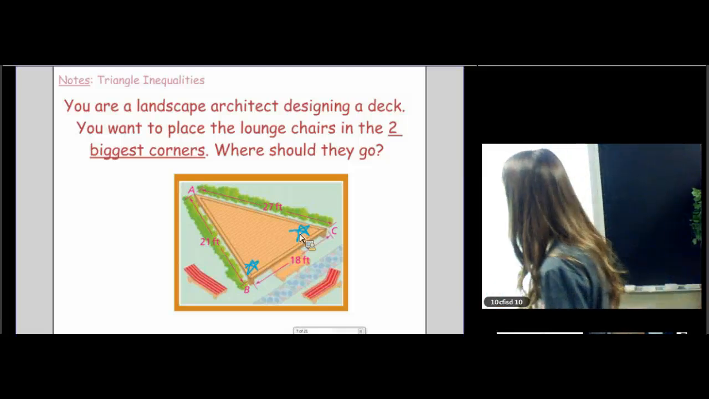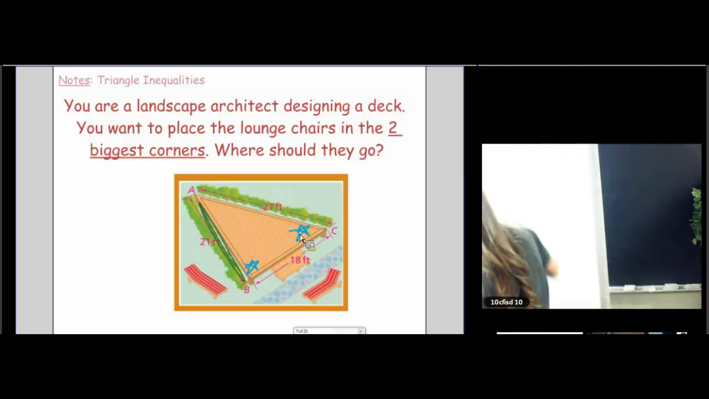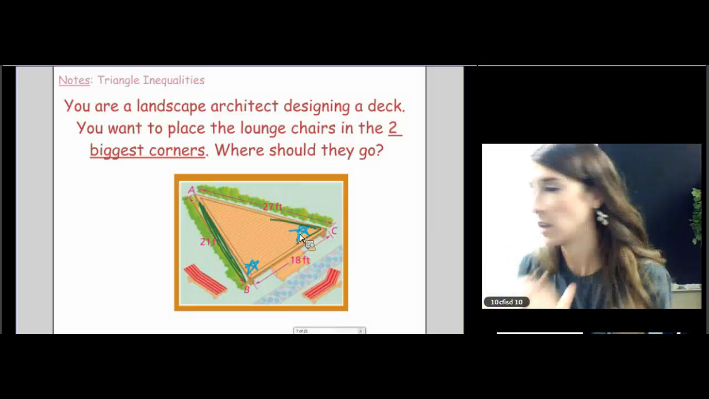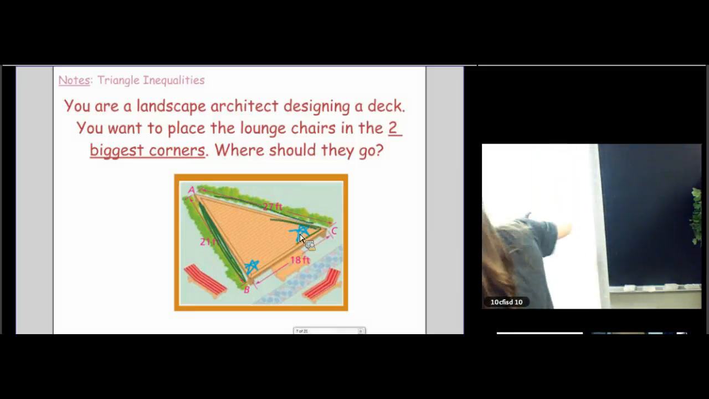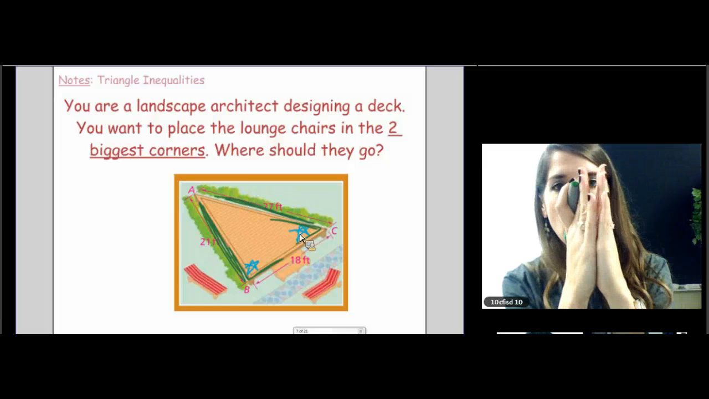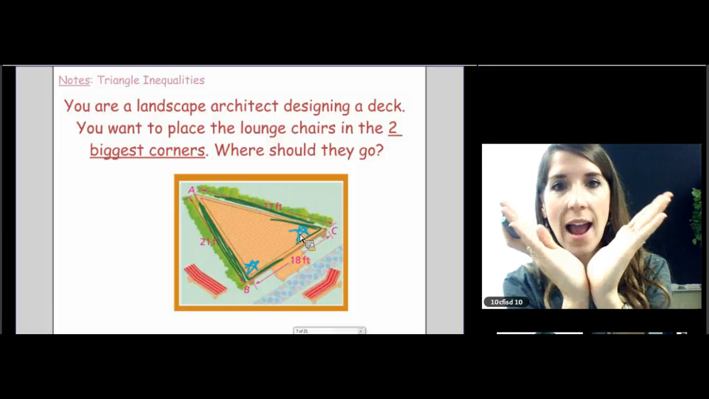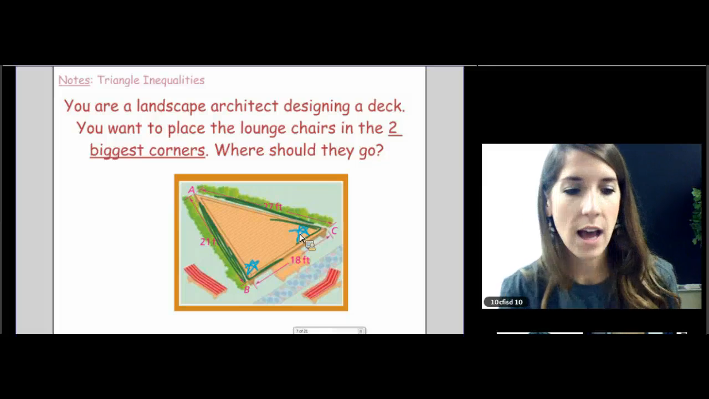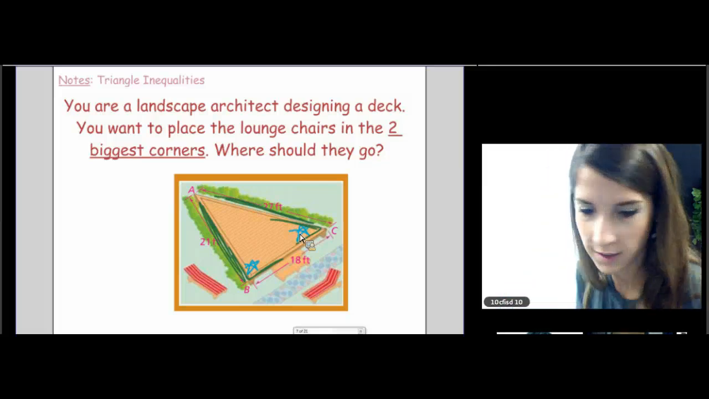So if your side is larger, then that angle opening up to that side must be larger. And if this side is larger, one of the larger ones, then the angle that opens up to that side must be larger. So the larger the angle, the larger the side across from it. The smaller the angle, the smaller the side across from it.